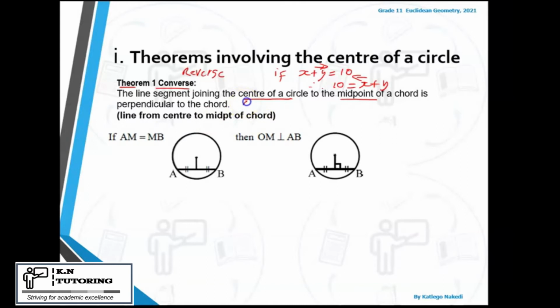So you'll see here there's no star. Why? Because this converse is not examinable. What do I mean by this? I mean, they will not ask you to prove it. They will not ask you to show the proof steps like here. No, they won't. What you need to know is how to apply the theorem.